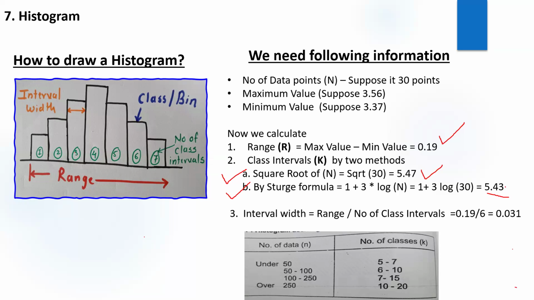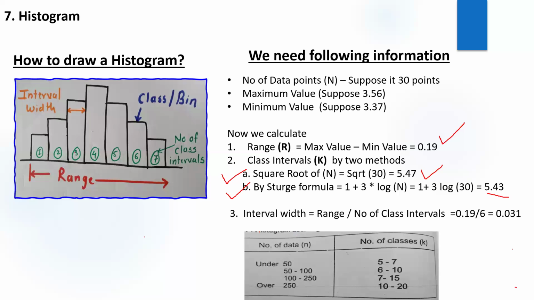I have told you that before drawing a histogram, you need to first calculate the range. Range is very simple: max value minus minimum value. How to calculate class intervals? Take the square root of n. If my points are 100, then 10 is the class interval. Another method is the Sturges formula, 1 plus 3 into log n. If it is 100, then 1 plus 3 into log 100. Whatever it may come, say 2, then 1 plus 3 into 2, that's 7 intervals. So this is one formula to calculate the class interval.